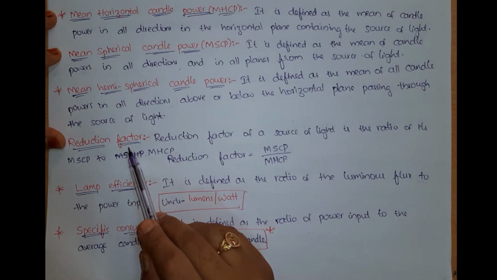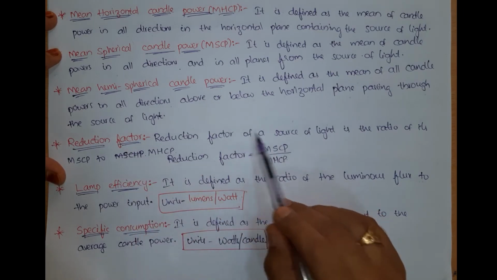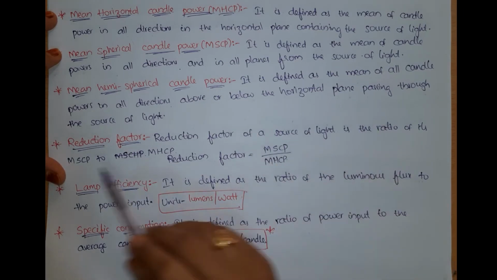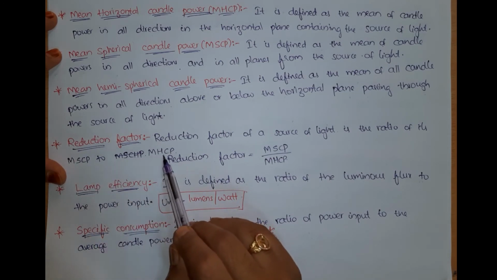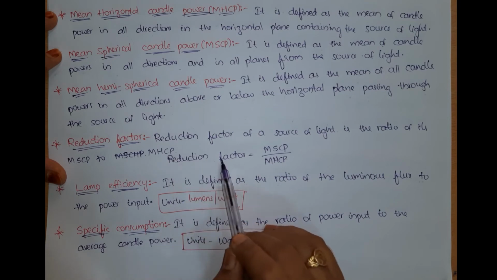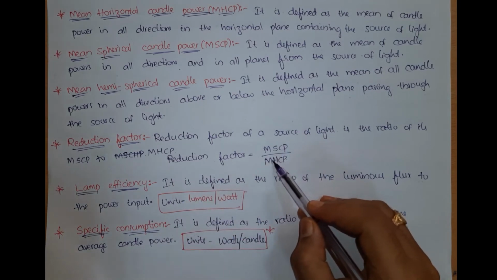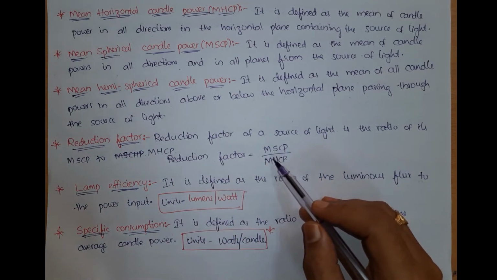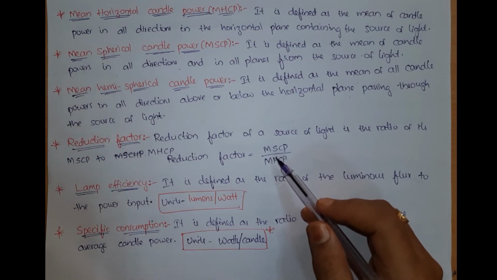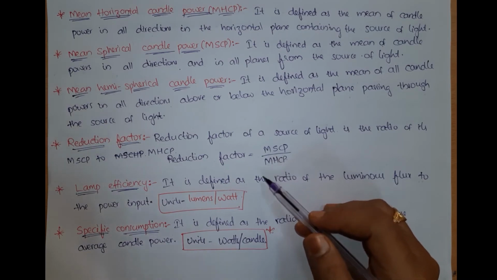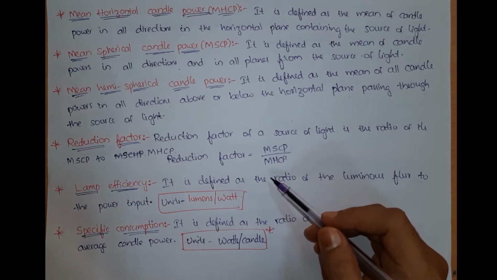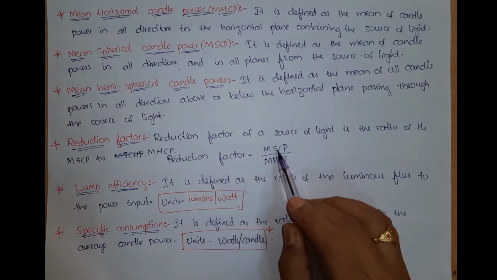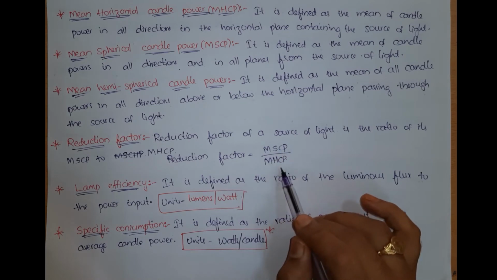See, reduction factor of a source of light is the ratio of its mean spherical candle power to its mean horizontal candle power. So what is reduction factor? When we convert the 3D to 2D and compare both MHCP and MSCP, what is the change in the source of light? That is called reduction factor. It is nothing but MSCP by MHCP.